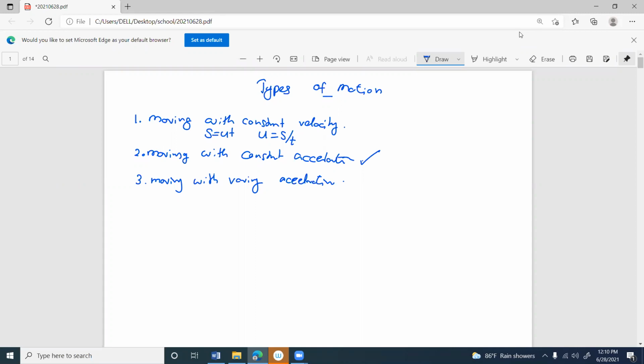If you want to come up with moving with varying acceleration, you have to go up to M3. In M3 only you learn about moving with varying acceleration. We won't go up to that much of advancement in our M1, right? Okay. Then we will continue with that topic.